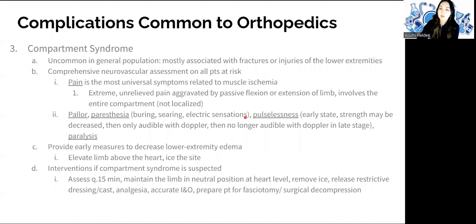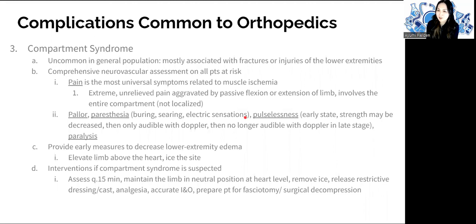Treatment is very supportive, so you're going to support the ABCs, might be giving some diuretics and corticosteroids and stuff like that. Another complication you need to be aware of for orthopedic procedures is compartment syndrome. It is uncommon in the general population. It's mostly associated with fractures or injuries to the lower extremities. Comprehensive neurovascular assessment is so important in orthopedic procedures, especially for lower extremities. Again, there are higher risks. So there are 5 P's that you need to be aware of for compartment syndrome.